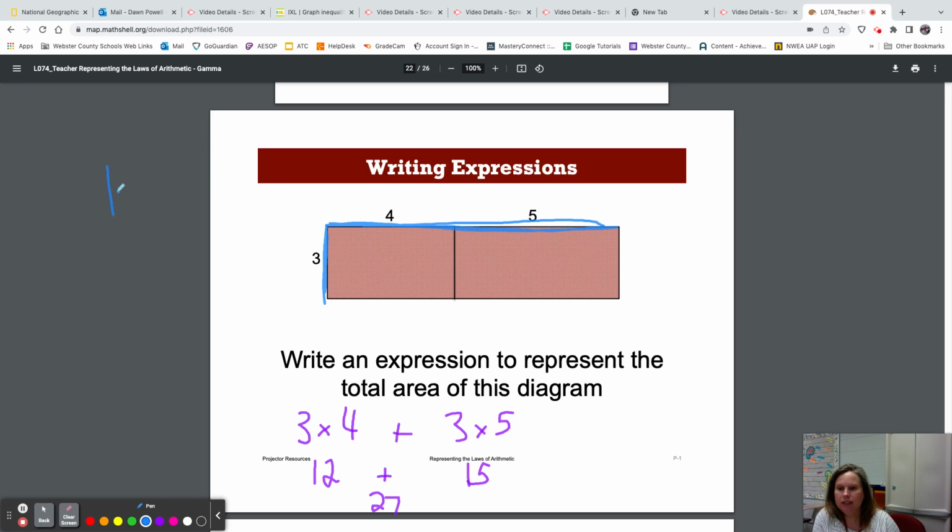So you could say I could add 4 plus 5 to get that whole length of the top of the rectangle, and then I could multiply it by 3. So when I do 3 times, order of operations says parentheses need to be done first. That gives me 9, and 3 times 9 gives me 27. It's just a different way of approaching that same problem.